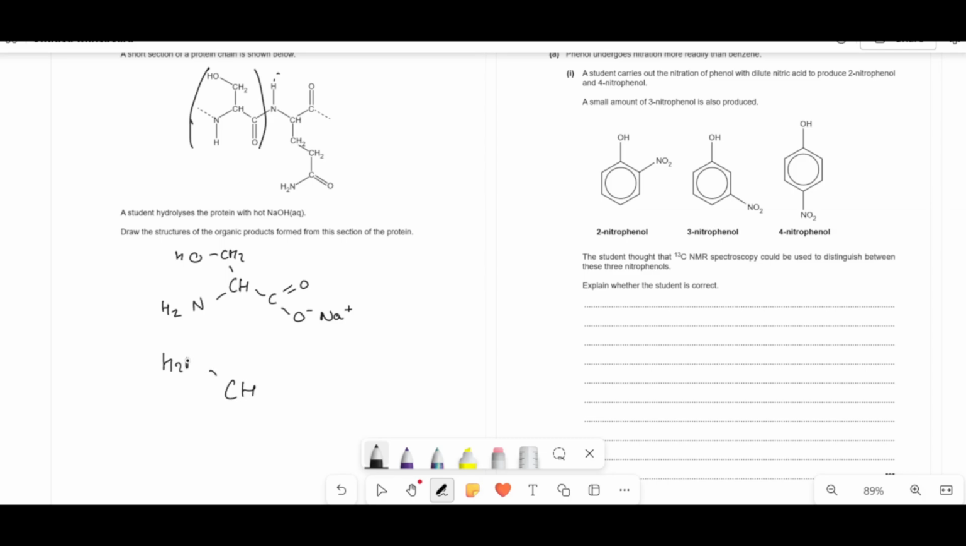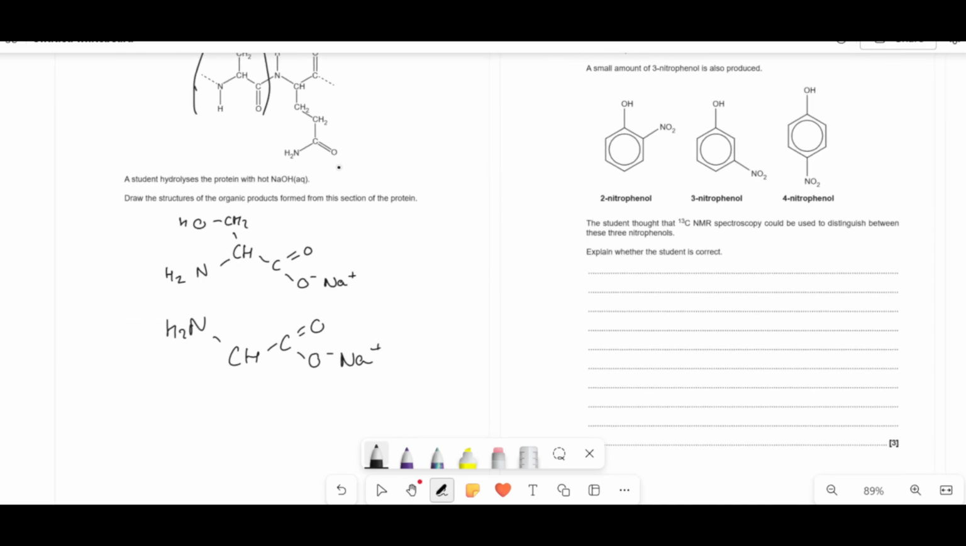So it's going to be CH, H2N for this part, but that's going to be C double bond O, and then O minus Na plus, because remember that was a carboxylic acid, but we're using a base to hydrolyze it. Then moving down, we're going to have CH2, CH2, and then this is going to break down back into its carboxylic acid again. So it's going to be C double bond O, O minus, Na plus, like that. That NH2 is like from a different part.